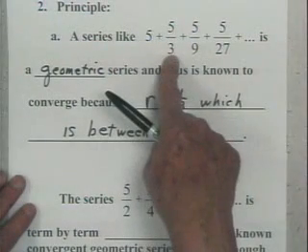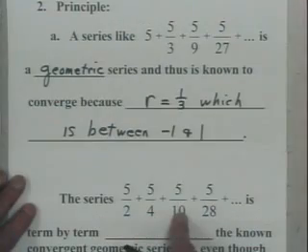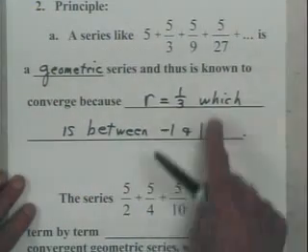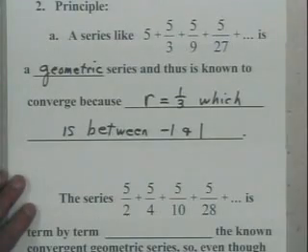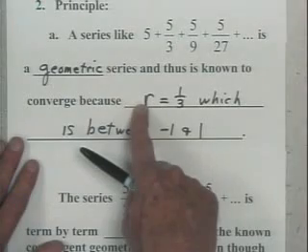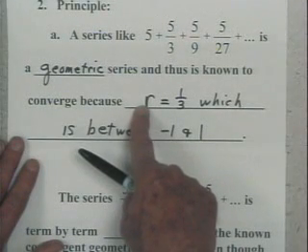Smaller than the second term of the original. Third term, smaller than the third here. Smaller than the fourth. Smaller all the way. So you know what the theory is? This series up here, the well-known one, definitely converges, right?